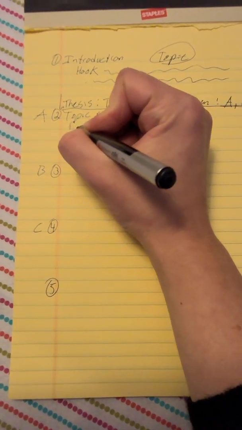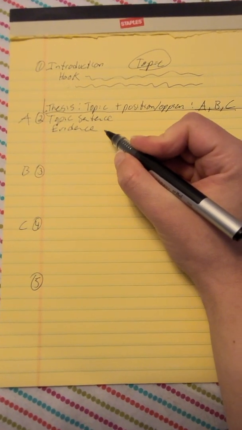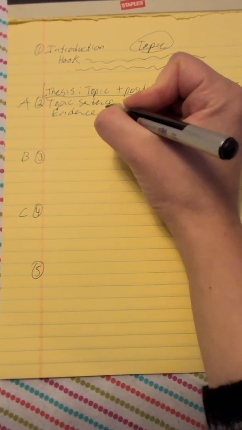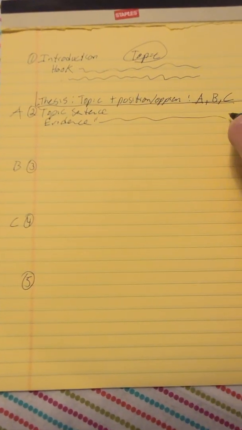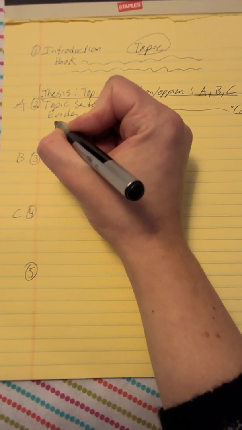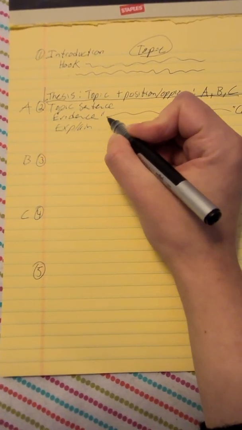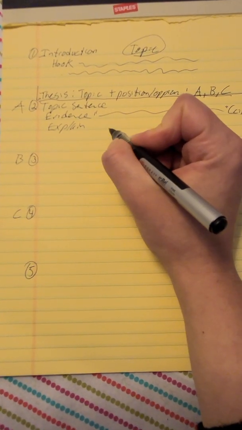Then you're going to give your evidence. This can be a quote, a fact, statistic, your own experience, whatever it is. But you give this here, you'd have your citation, and then you need to explain this evidence. So tell the reader, what does this evidence mean? How does it relate to your topic?